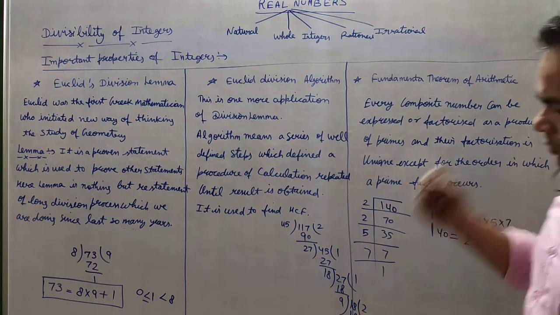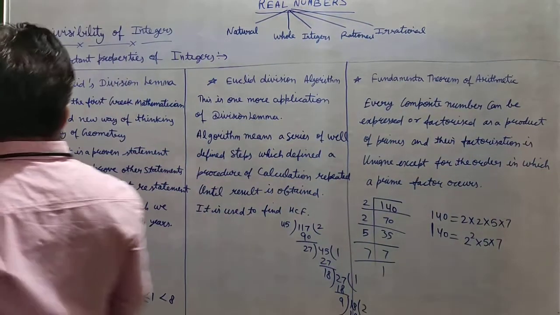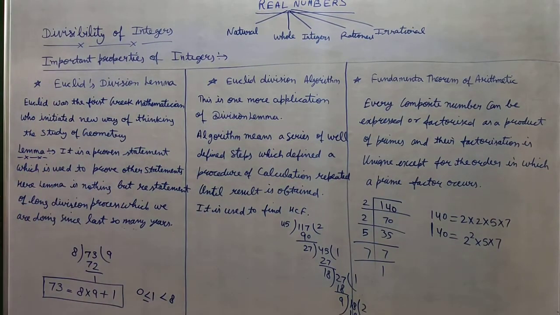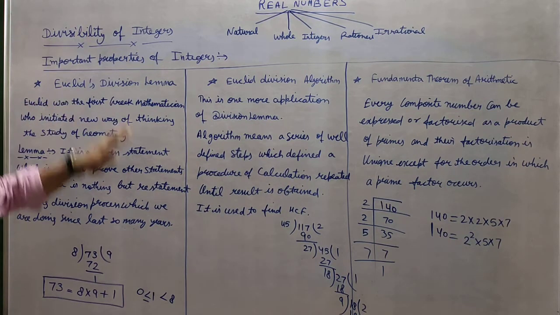Euclid. The name of that mathematician is Euclid, who described a division lemma, and there is one more application of this lemma, the Euclid division algorithm. Now I will take you through them one by one. There are three important properties of integers which we will discuss in this chapter. The first property which I want to put in front of you is Euclid's division lemma.